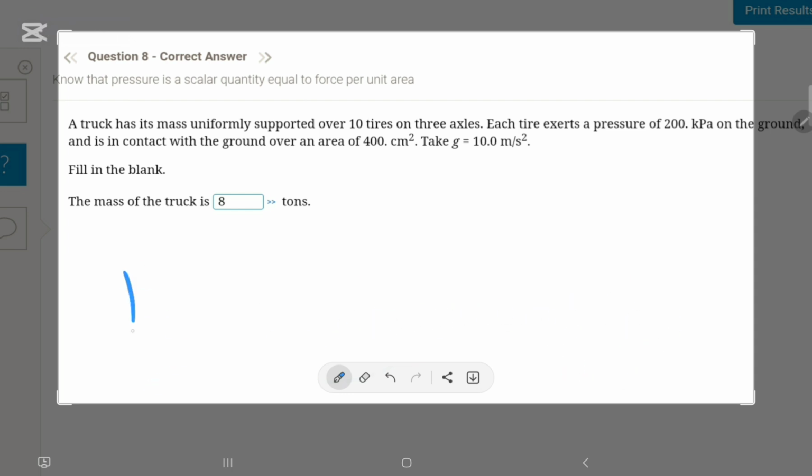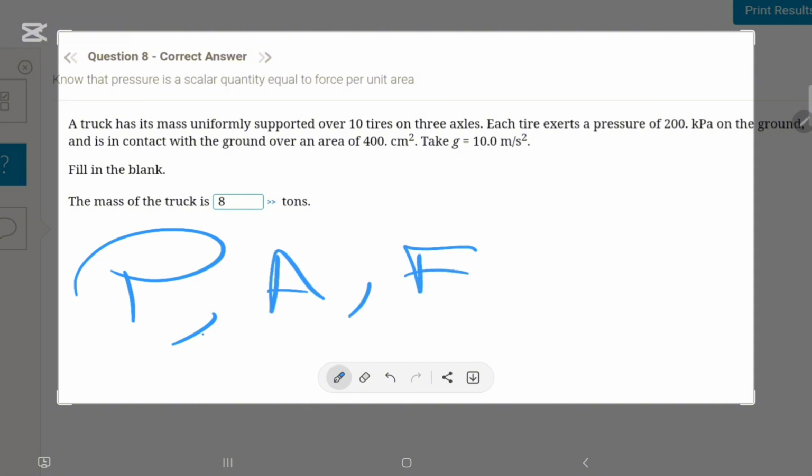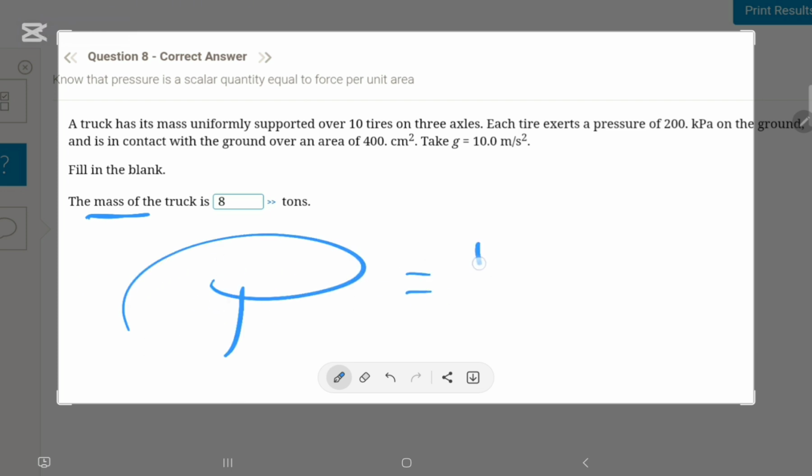So let's see. They gave us pressure, they gave us area. We need to find the mass. But the force is equal to the weight, which is equal to the mass times g. So we need to find the force, and when we find the force, we can find the mass. So we can use the rule, pressure is equal to the force over the area. Now let's calculate the pressure of one tire.